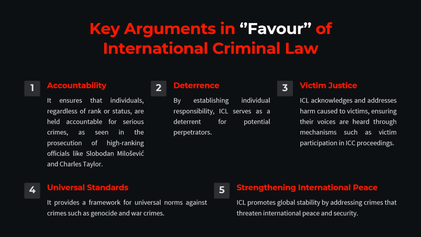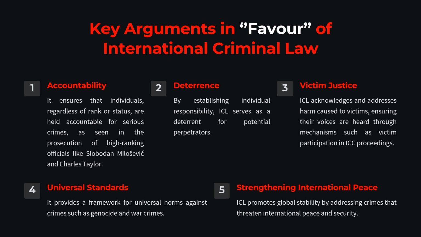And then let's look at the arguments in favour, and then on the next slide, arguments against international criminal law. Well, the ones in favour of international criminal law are these: 1, accountability. International criminal law ensures that individuals, regardless of rank or status, are held accountable for serious crimes, as seen in the prosecution of high-ranking officials and heads of state like Slobodan Milosevic and Charles Taylor. 2, deterrence. By establishing individuals responsible, international criminal law serves as a deterrent for potential perpetrators.